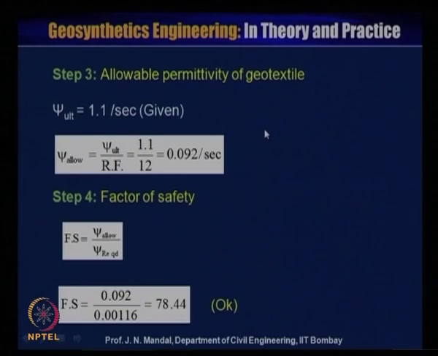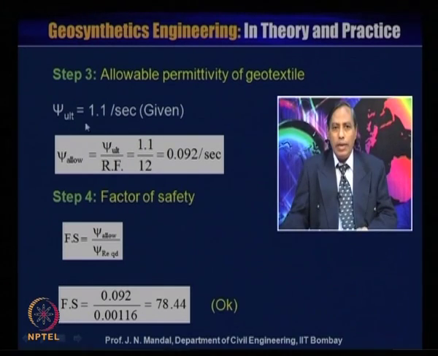Step 3, allowable permittivity of geotextile. So psi ultimate is given in the problem as 1.1 per second. So what will be the allowable geotextile permittivity? The allowable geotextile permittivity will be the ratio of ultimate geotextile permittivity and the reduction factor. We have considered here the reduction factor is 12. So we can write 1.1 by 12 is 0.092 per second.